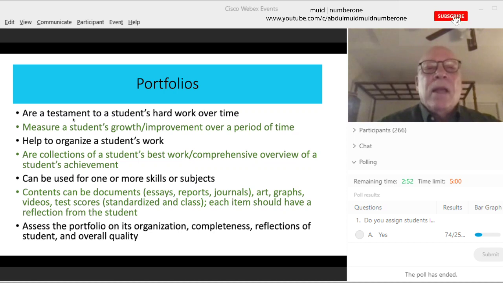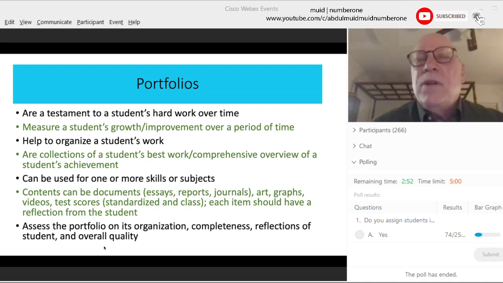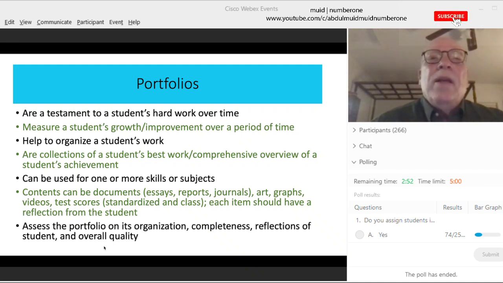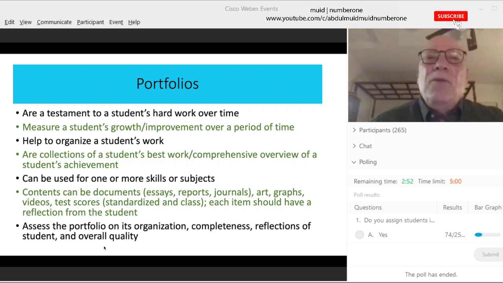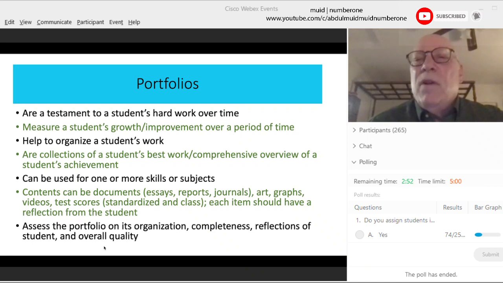Okay. And you as a teacher can assess the portfolio on its organization, its completeness, its reflection of the student, and the overall quality and growth of the student. Portfolios really help you to get a composite view of a student and make it so much easier to give, at the end of the class, a true assessment of the student, and you have the portfolio. So I'm recommending that you start now working with portfolios, because portfolios are now becoming a fact of life, not only in schools, but also in terms of work.